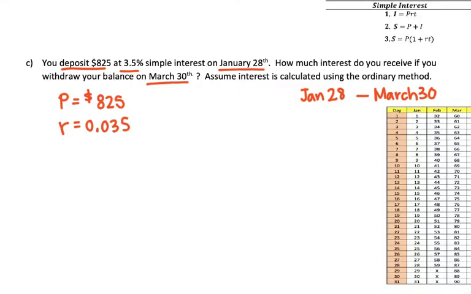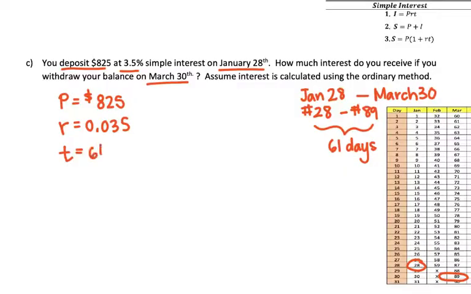So I look here and I see, all right, January 28th is day number 28 of the year, and it goes until March 30th. We leave our money in the bank. So March 30th is day number 89, according to the Julian calendar. And if you subtract those two day numbers, you would get a total of 61 days. So our time, again, we can't say 61, that would mean 61 years. So 61 days we would write as 61 divided by 365.